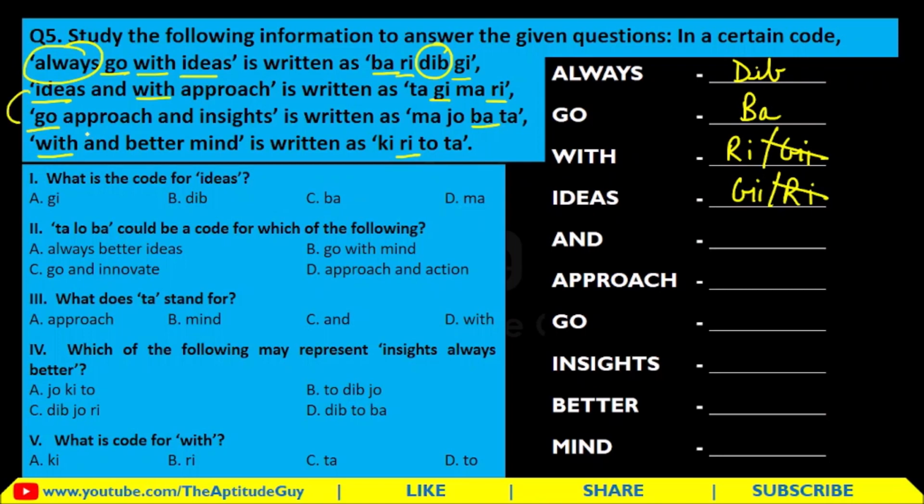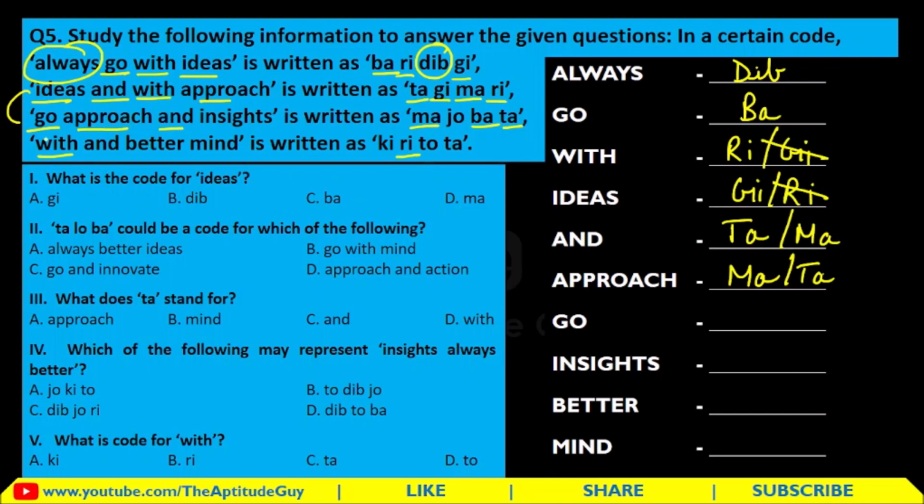Second and third. Ideas and with approach. Go, approach, and insights. Approach is common and is also common. Again, two things are common. Alright. So we have ta common and ma also common. And in approach, we have ta, ma, or ma, ta. Both are possible. Alright. Now we have what remaining over here?